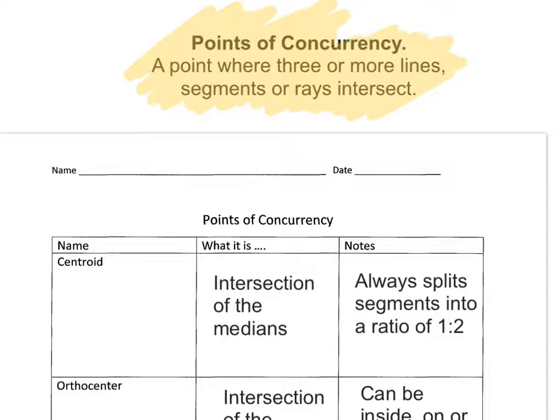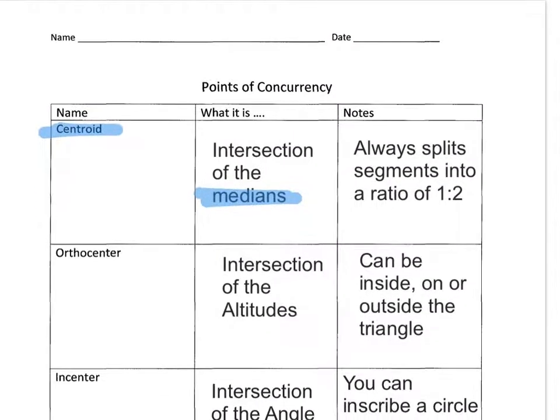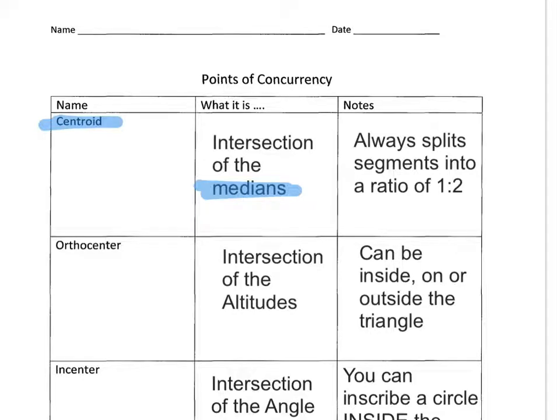So the first one is the centroid, and these are really just definitions. We'll talk about these as we go through them, but the centroid is the intersection of the medians, and it always splits the segment into a ratio of 1 to 2, so we will talk about that as we progress. The next thing is the orthocenter. The orthocenter is the intersection of the altitudes. Kind of important that we understand that. And it could be inside, on, or outside the triangle. Please make sure you copy that.